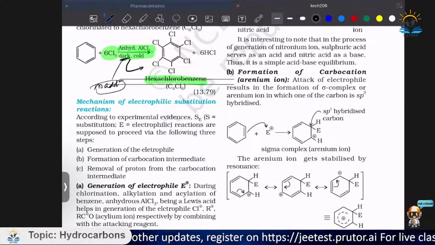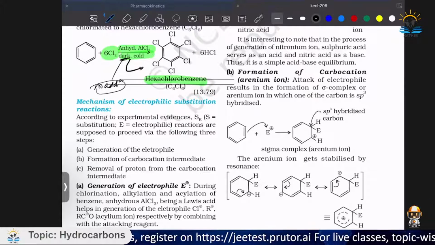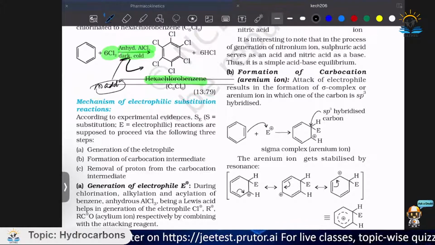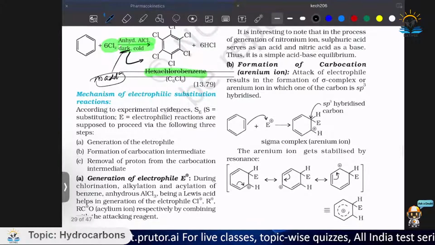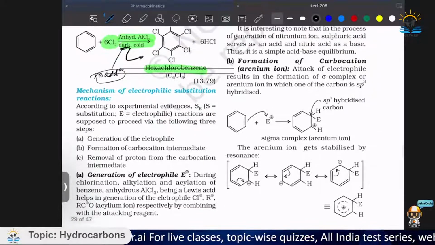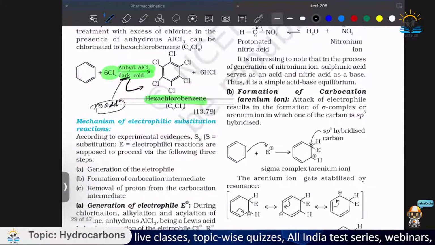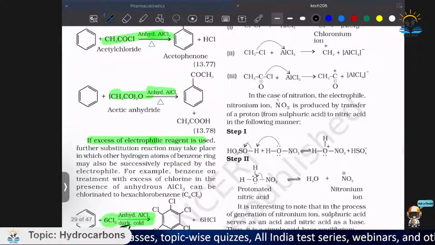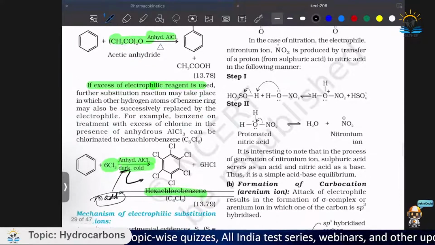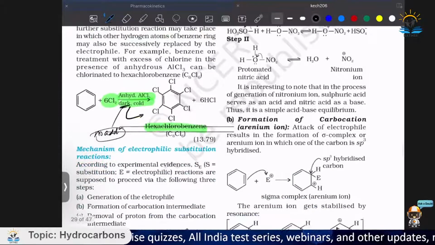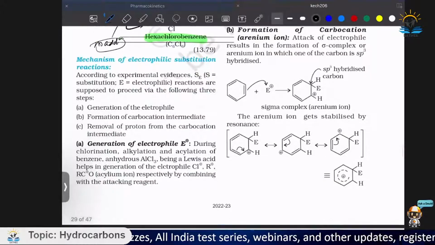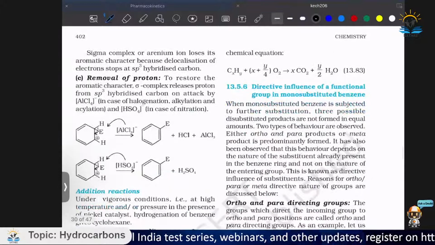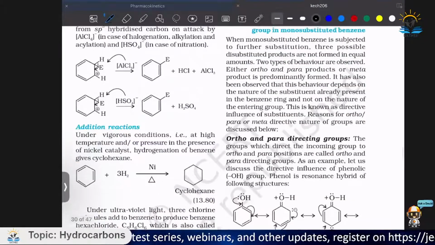First, you need to break it for adding. So that breaking will not happen if you are not giving sufficient energy. And in a dark room, there is no energy. Generation of electrophile. This is the mechanism. Again, you need to form the electrophile, then attack of carbocation. Carbocation will be formed and removal of proton. You can study it on your own.